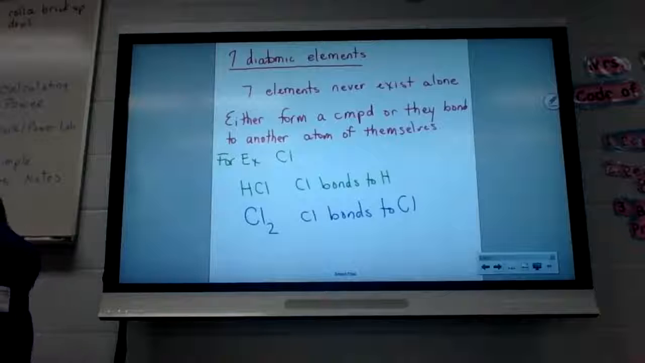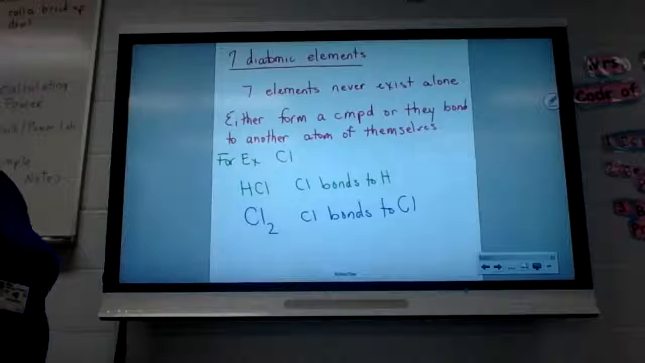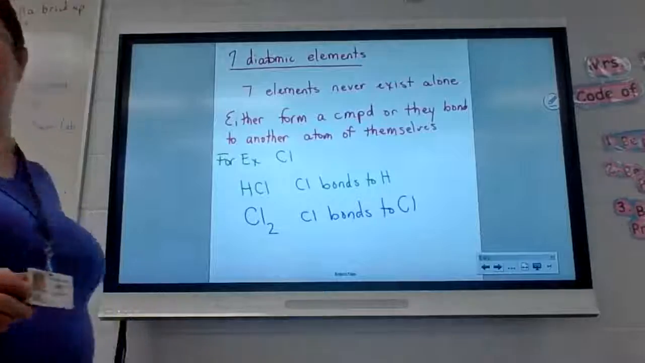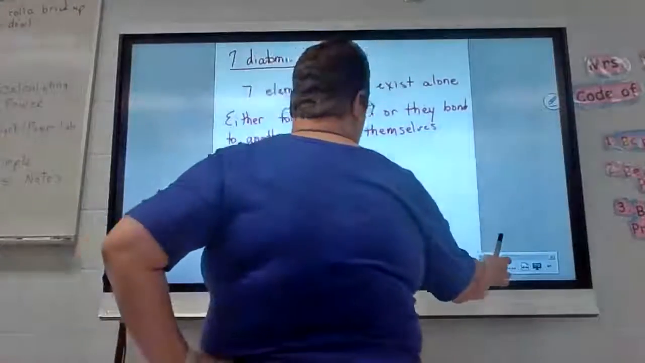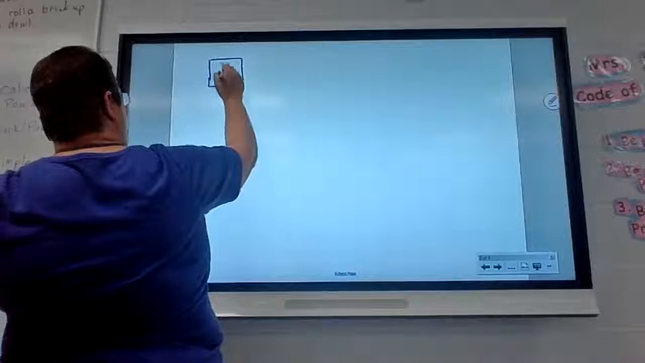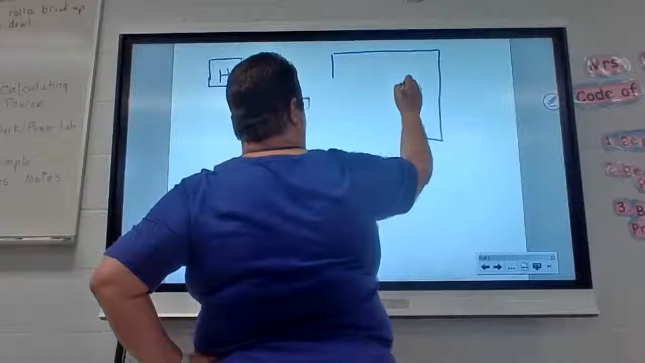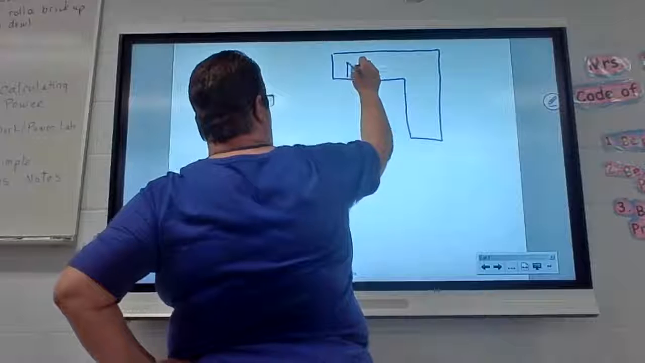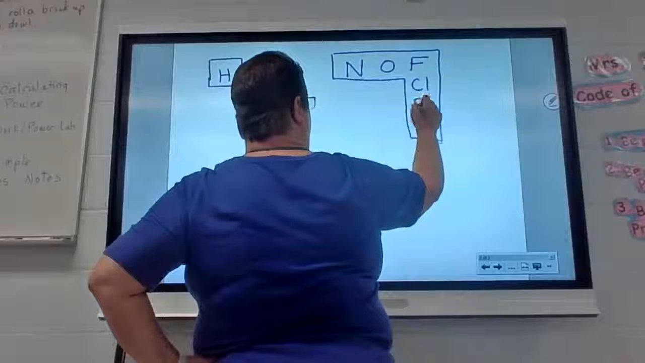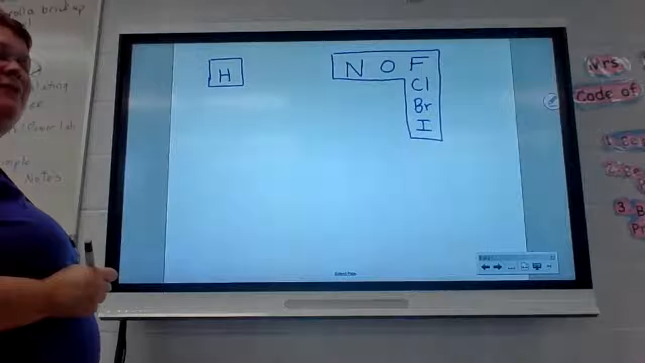There's a list. You've got to memorize the list. Y'all are all thinking, oh my God, there's another list. I have to memorize the acids. I know. Is there a trick to memorizing it? Yep. On the periodic table, hydrogen is over here by itself, and the other 6 are in an upside down L. So you have N, O, F, Cl, Br, and I. You'll always have a periodic table.